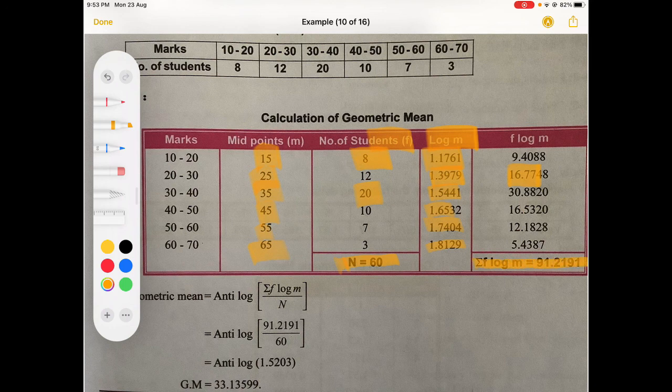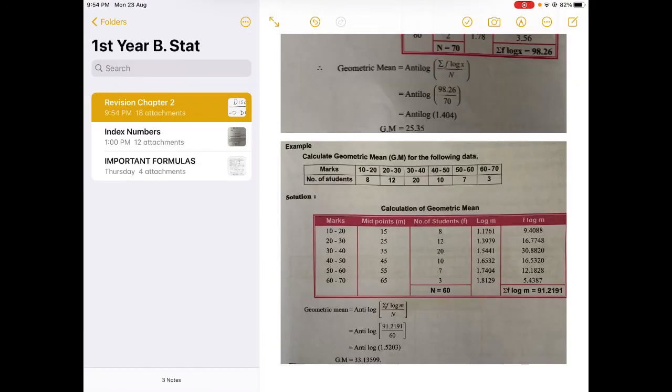Once I have done that, I put these values into the formula. And the formula is anti-log of sigma f log m divided by n. So sigma f log m I have already calculated as 91.21. I replace it into the formula. The n is equal to 60. Now I get the value as 1.5203. I take the anti-log value of that to get a geometric mean of 33.13599. Okay, so this is how we calculate the geometric mean.